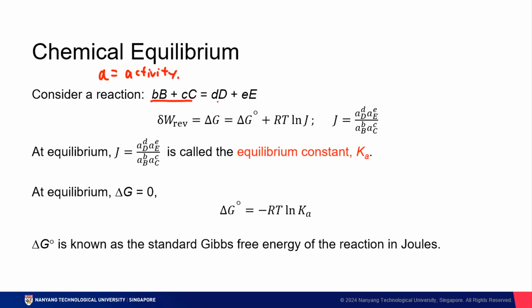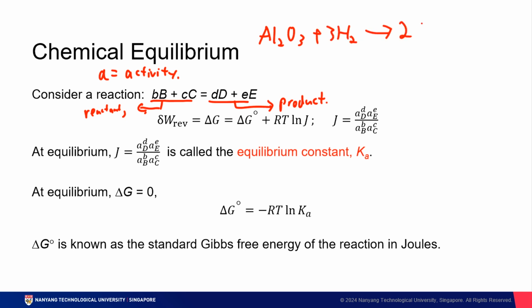And this represents a reaction's reactants. And this represents its products. So let's perhaps take into account a very simple reaction, Al2O3 plus 3H2 gives 2Al plus 3H2O. This over here you can assume is 1.